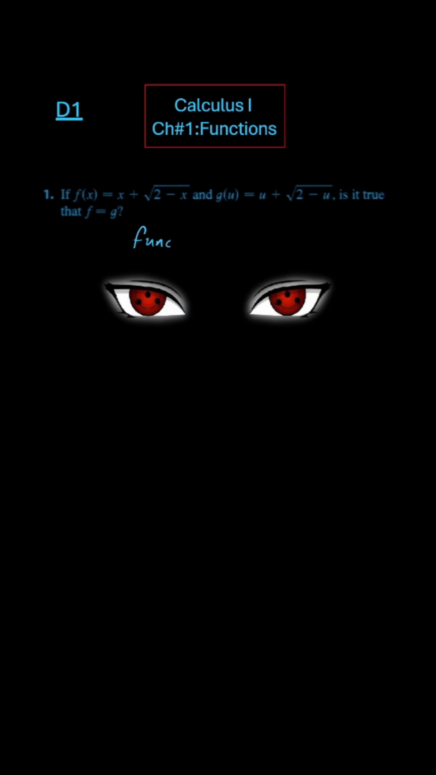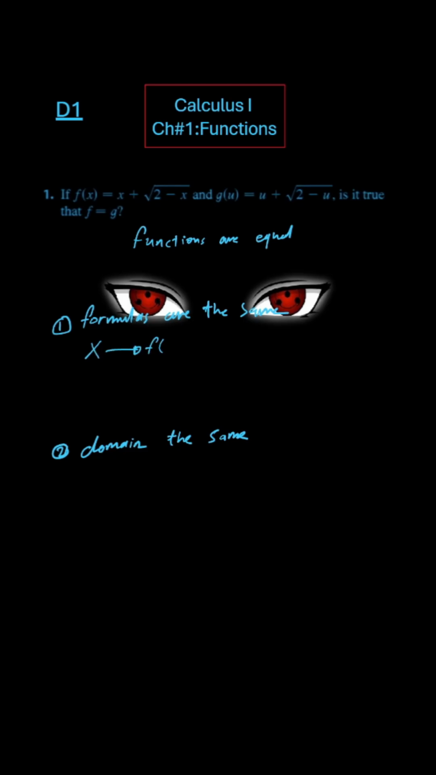Two functions are considered equal if and only if two conditions are met. The formulas are the same, and the domains are the same. First, notice the two functions have the same formula. Both add the input variable to the square root of 2 minus that variable. The only difference is the variable names, x for f and u for g. Variable names are just placeholders and do not change the function's definition.